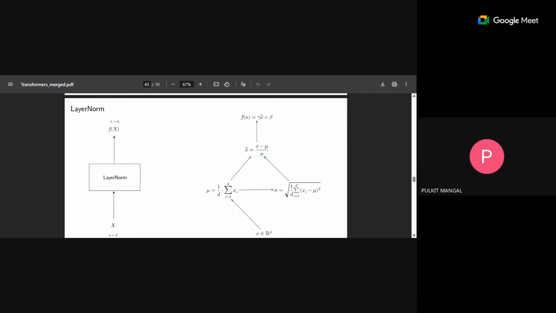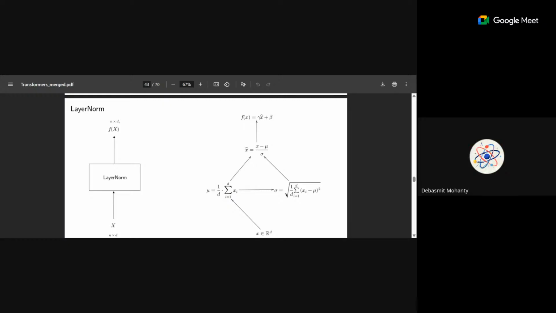While in the layer norm, the mean calculation is happening across the feature dimension. So you are summing here across the D. Here also you are summing up across the D. So in the layer norm, it is happening across the feature dimension. In the batch norm, you are doing it across the batch. So that's the only difference between layer norm and the batch norm. Otherwise, the entire idea is same as batch norm.